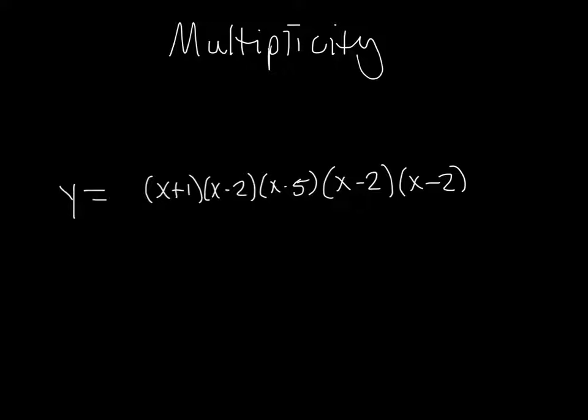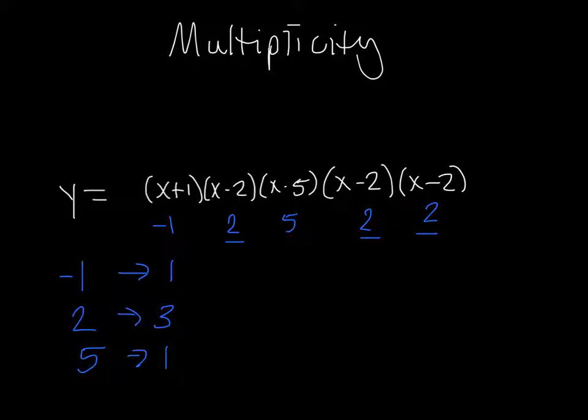So if we look at this problem right here, the zero for the first bubble is -1, the zero for the next bubble is 2, and then it's 5, and then it's 2, and then it's 2. So if we're looking at multiplicity, -1 has a multiplicity of 1 because it only happens once. 2, however, has a multiplicity of 3 because it happens 3 times. And 5 has a multiplicity of 1 because it only happens once. That's multiplicity. That's all it is. How many times does that 0 show up?